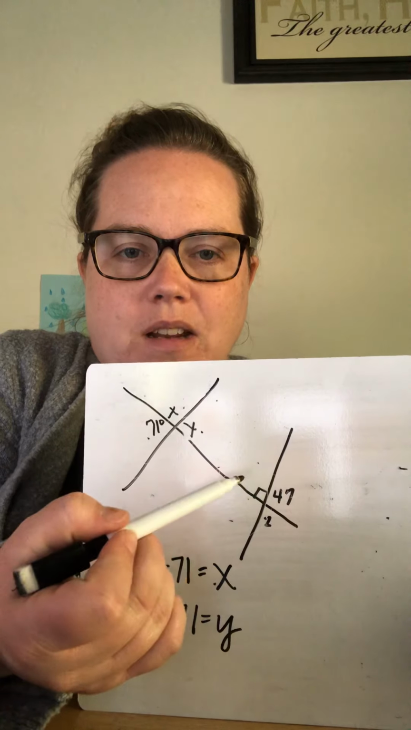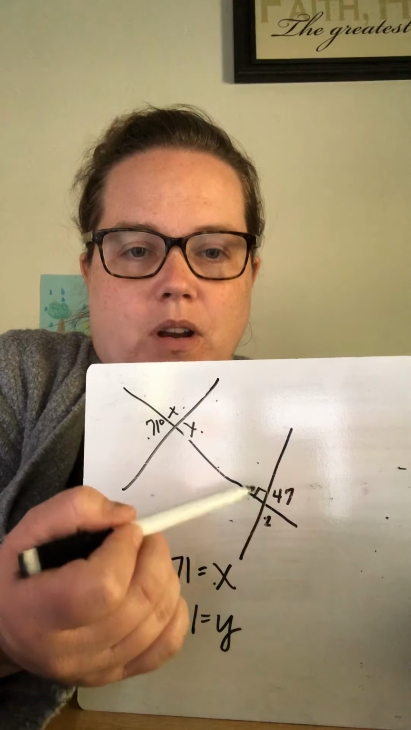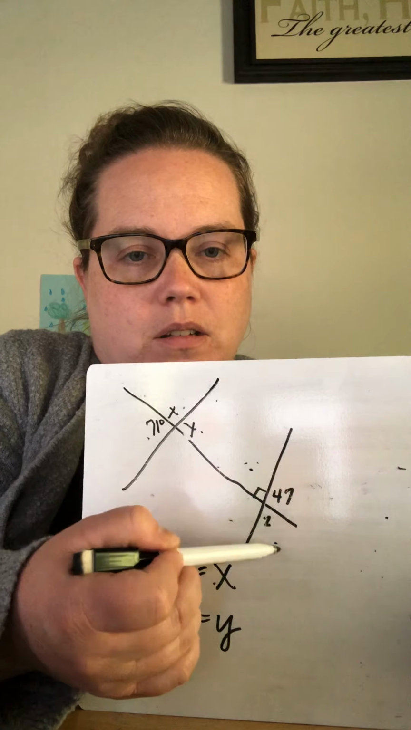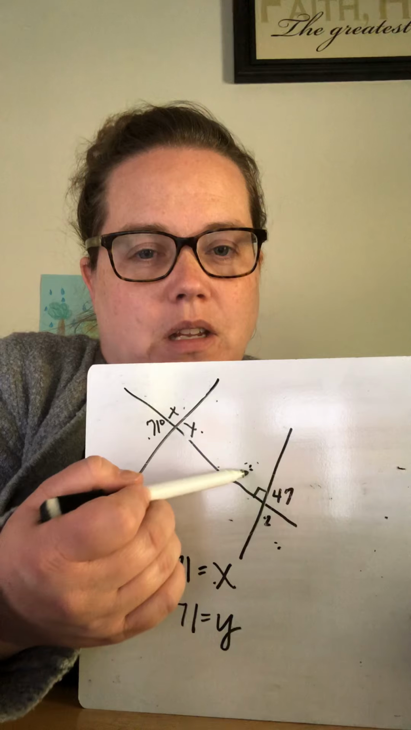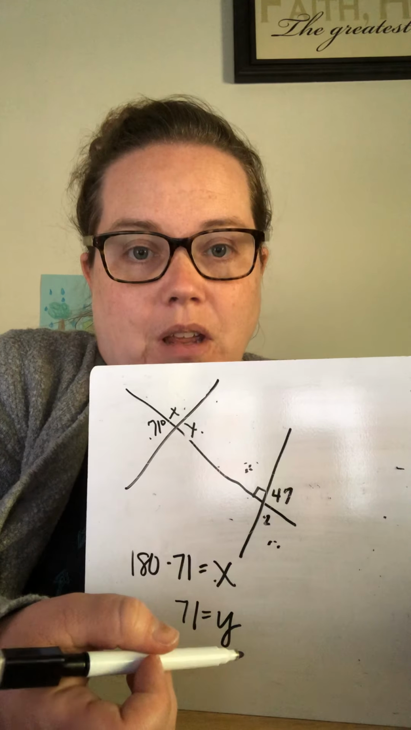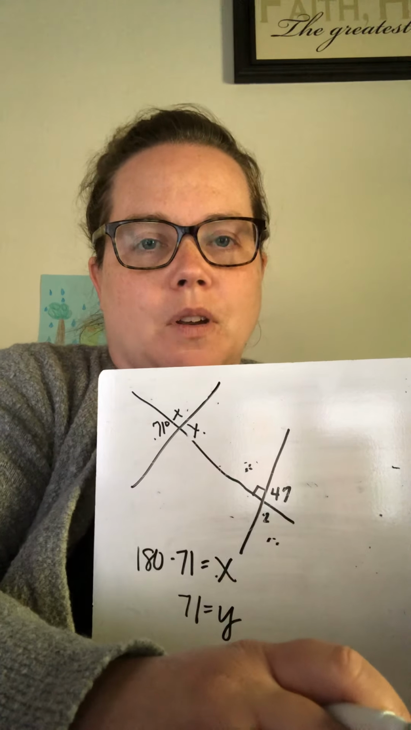Then I'm going to look down here at 47 and Z. If this is a 90-degree angle, and this is a vertical angle to that right angle, then they're going to be congruent. So Z will be 90, okay?